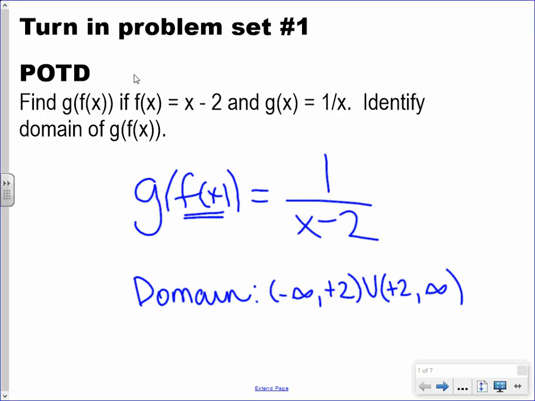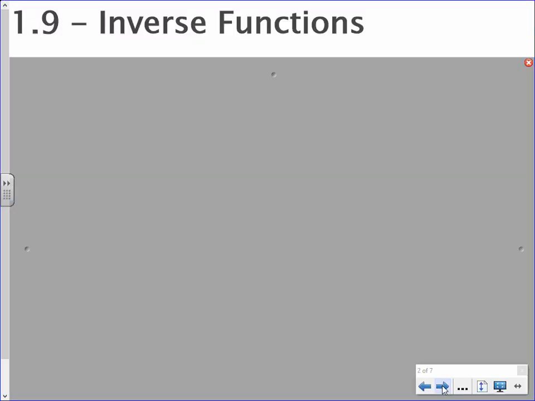I'd like you to have a 60-second conversation in your pod about everything you know about inverse functions. When I say inverse functions, what do you think of? 1, 2, 3, go.